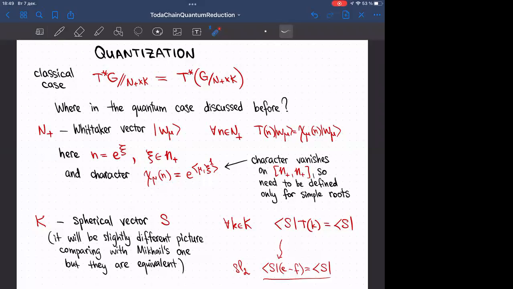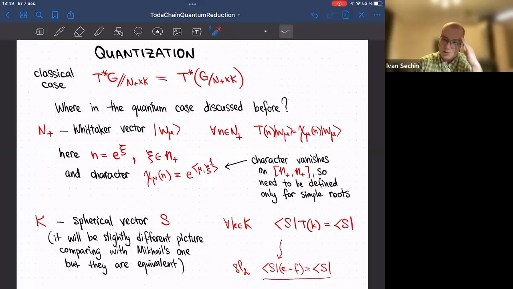No, for the moment, more or less, everything is clear. We use Whittaker vectors, which were used by Mikhail, and use a spherical vector.